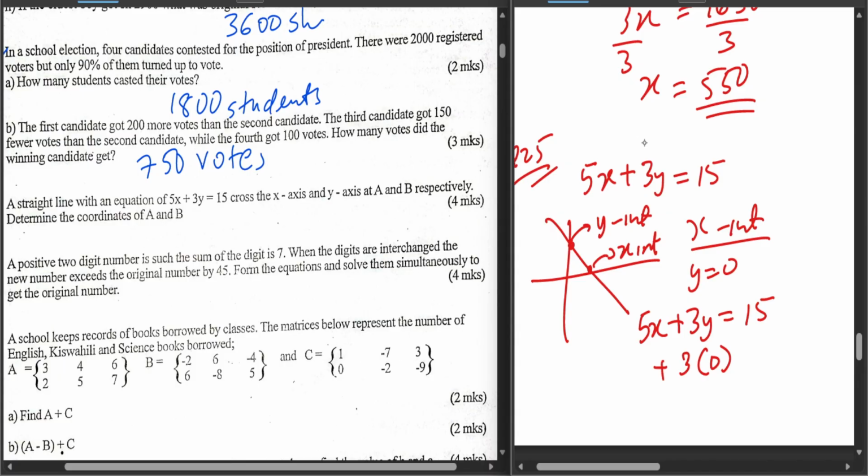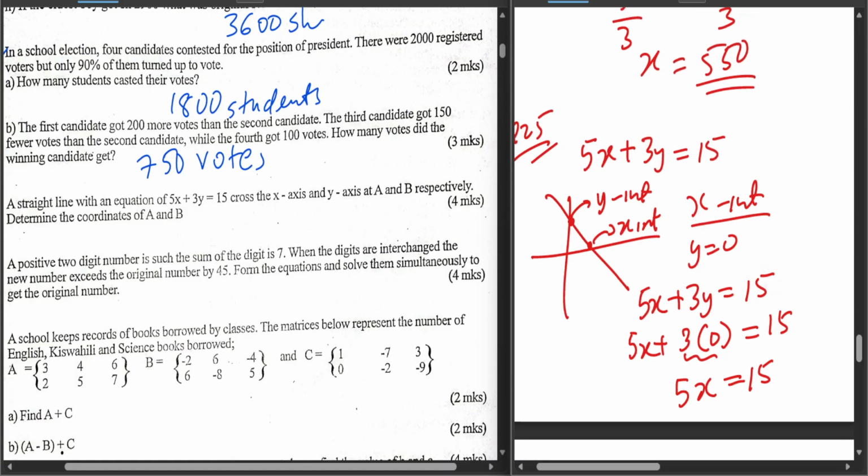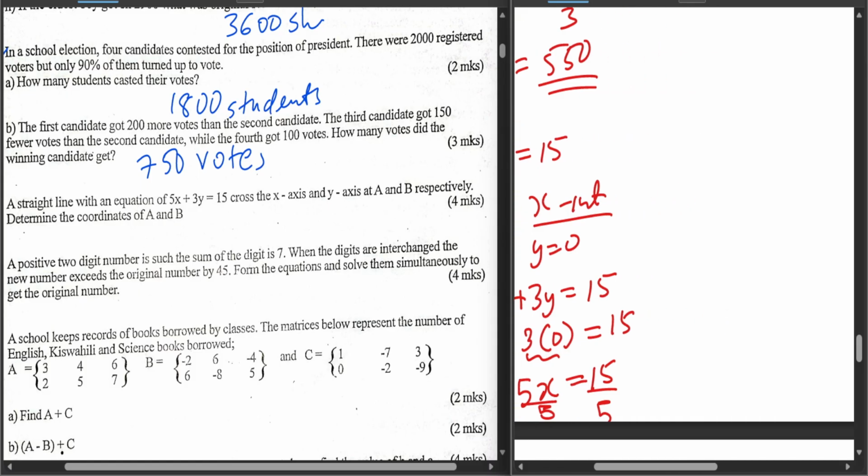So 3 times 0 plus 5x is equal to 15. This will give you 0, so it'll just remain with 5x equal to 15. If you divide by 5, divide by 5, your x-intercept is going to be 3. So let's go to the y-intercept.